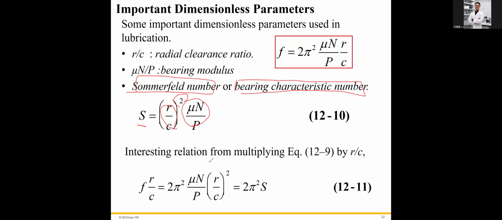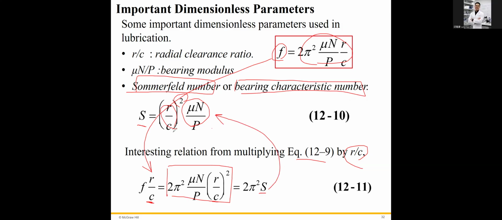Intersecting the relation, multiply the equation by R over C. That means you can multiply by R over C on both the left and right. So we get this equation, both times R over C. And this term equals 2 pi squared times S. S is defined as the Sommerfeld number.